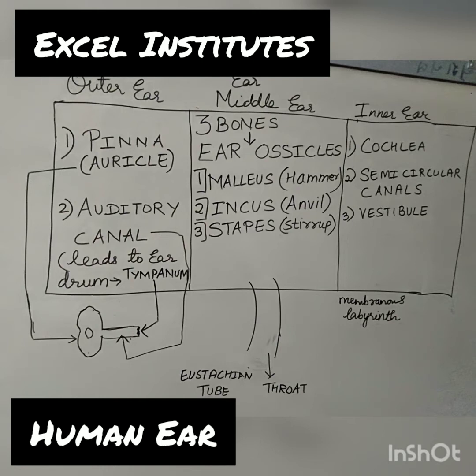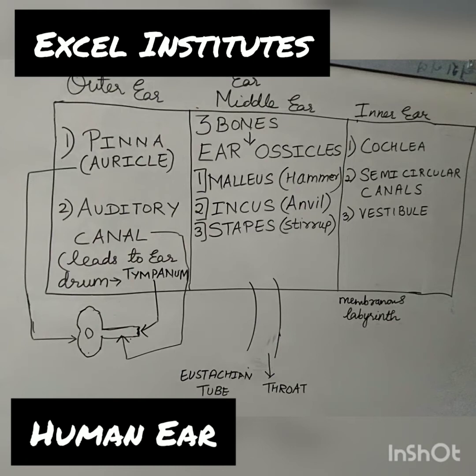So what is the function of the outer ear? The function of the outer ear is to collect all the sound waves using the pinna and then via the auditory canal it leads to the middle ear. Now the outer ear and middle ear are divided, or between them there is the eardrum. They are separated by the eardrum or the tympanum.